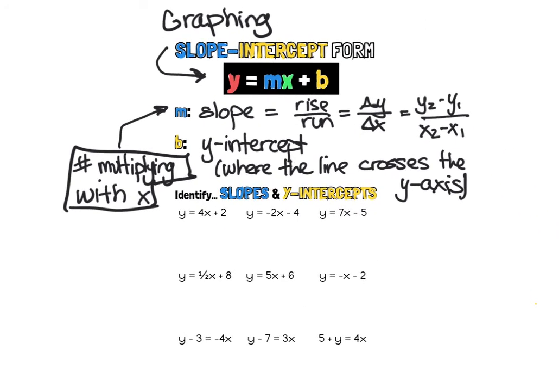It's all right. So the y-intercept is where the line crosses the y-axis, and that is also the y-intercept, which is the b, is also the number adding or subtracting with x. That's how we identify it, okay?